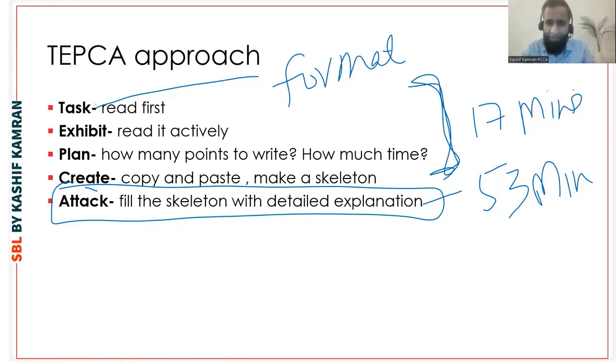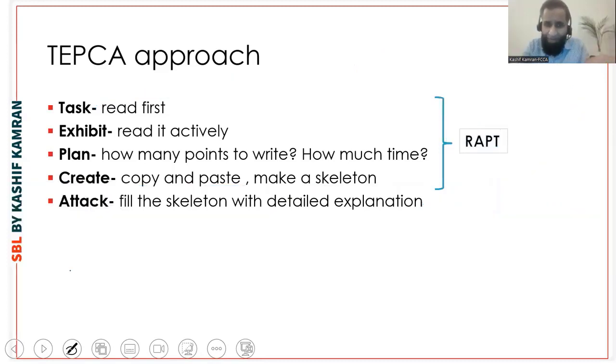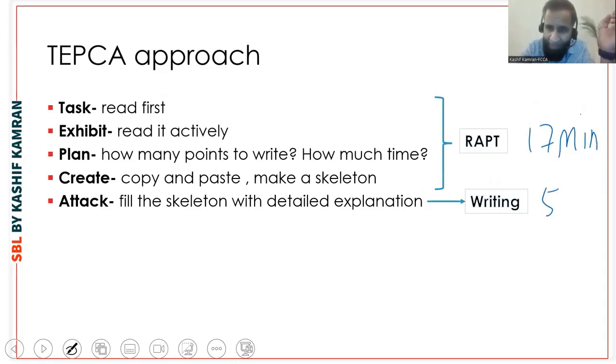Now, just to make things easier for you: in these four things, TEPC is the reading and planning time, right? And attack is the writing time. And you know how much time you have. We were taking an example of task 1, so we had roughly 17 minutes for all this, and we had 53 minutes for all this. Now, planning leads to a good answer.